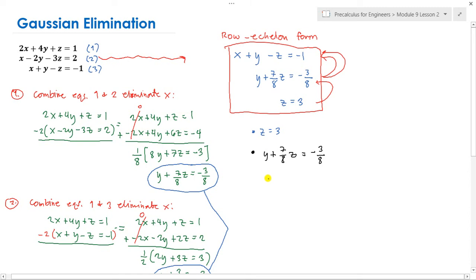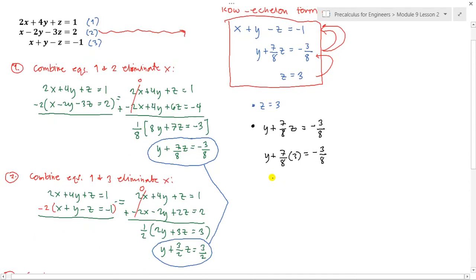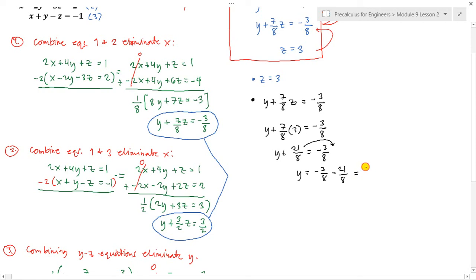Since z is equal to 3, y plus 7 over 8 times 3 is equal to negative 3/8. So y plus 21 over 8 is equal to negative 3/8. Transposing to the other side, it becomes negative 3/8 minus 21 over 8. Combining, this becomes negative 24 over 8, which is negative 3. So we now have y equal to negative 3.